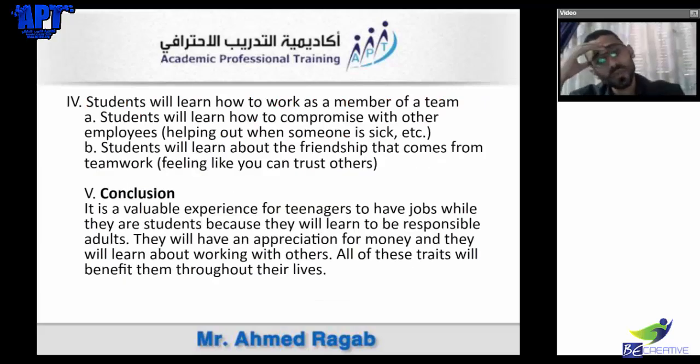Then we have here students who learn how to work as a member of a team. So they will learn teamwork. Students will learn how to compromise with others. So compromise and try to reach a middle ground between each other, and they help out when someone is sick or something like that. Students will learn about friendship that comes from teamwork, feeling like you can trust others, feeling like it's good to trust others and to have someone in your life that you rely on or something like that. So it's related to team building as well.